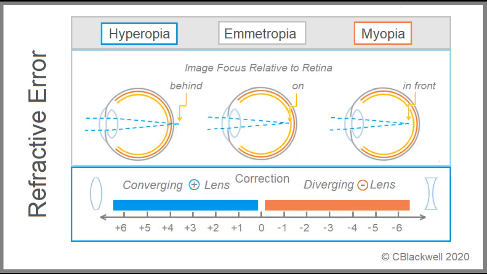Correction is measured in diopters, seen on the number line. Hyperopia correction is in plus numbers, here to the left of 0. Myopia correction is in minus numbers, to the right of 0.